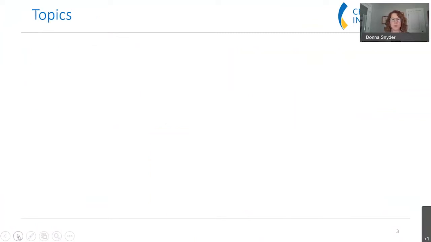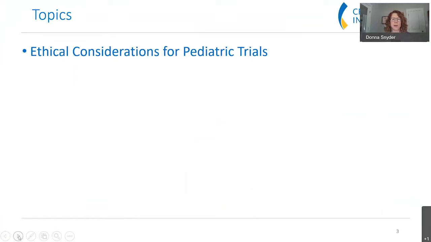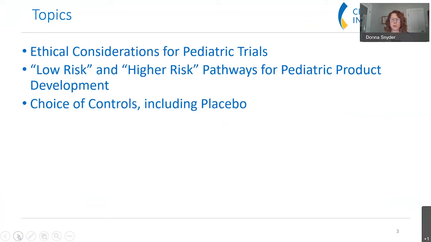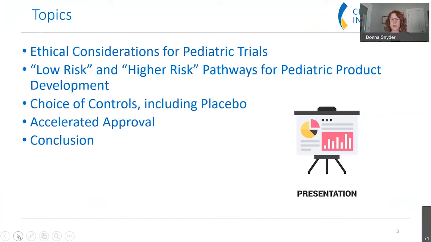And these are our topics for today. We'll talk about the ethical considerations for pediatric trials, because that's my area of expertise, low risk and high risk pathways for pediatric product development, choice of controls including placebo, and this will include considerations for adults, accelerated approval, also including considerations for adults, and a conclusion to my presentation.